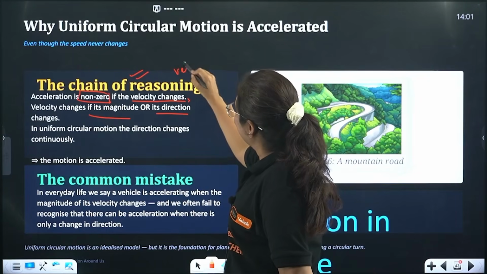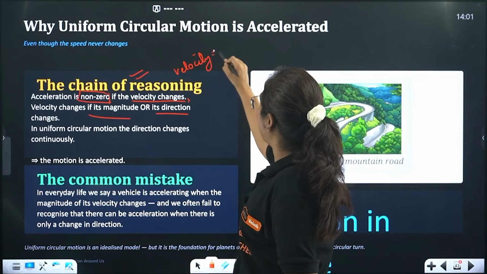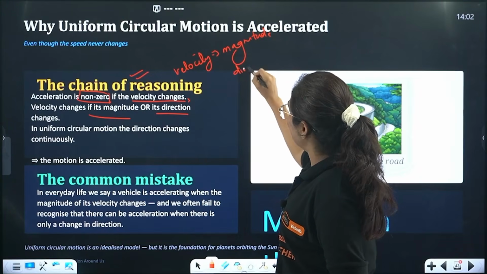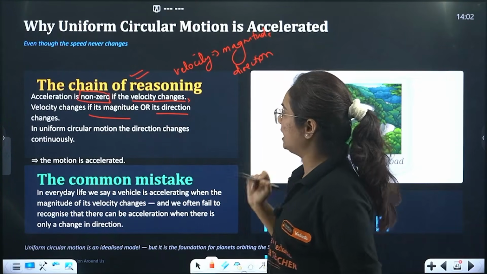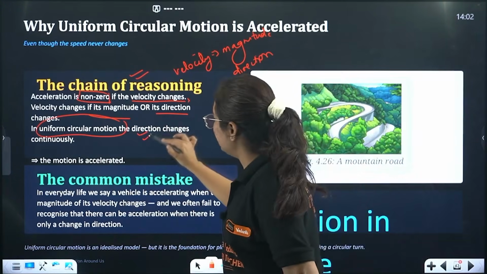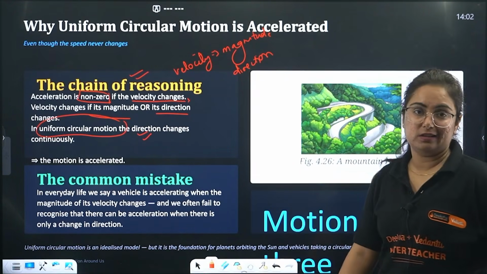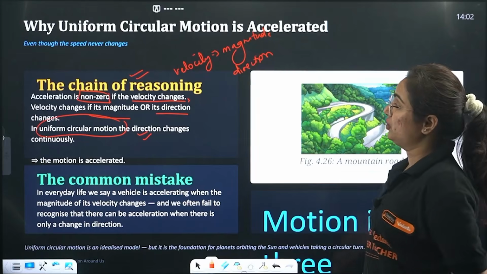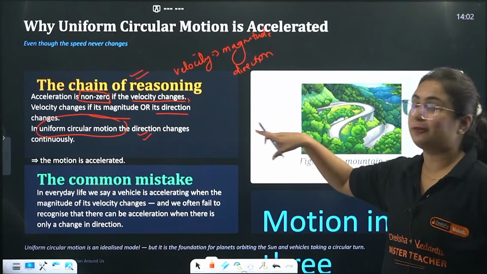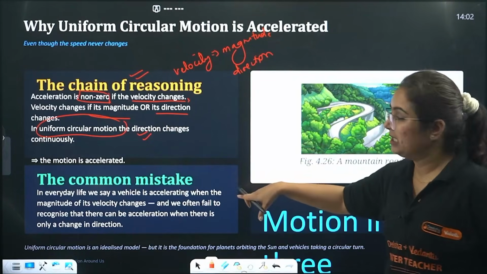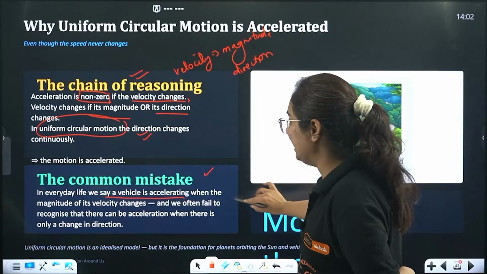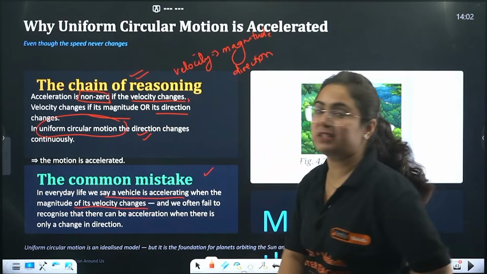See, velocity basically depends upon two factors. One is magnitude, that is change in distance, plus change in direction. Okay? In a uniform circular motion, we just saw the direction is changing continuously. And hence the acceleration is non-zero, because the direction is changing, not its magnitude. The common mistake in everyday life: we say a vehicle is accelerating only when the magnitude of its velocity changes.